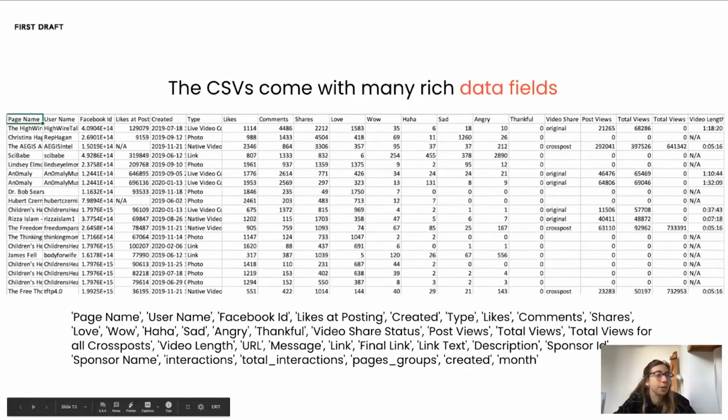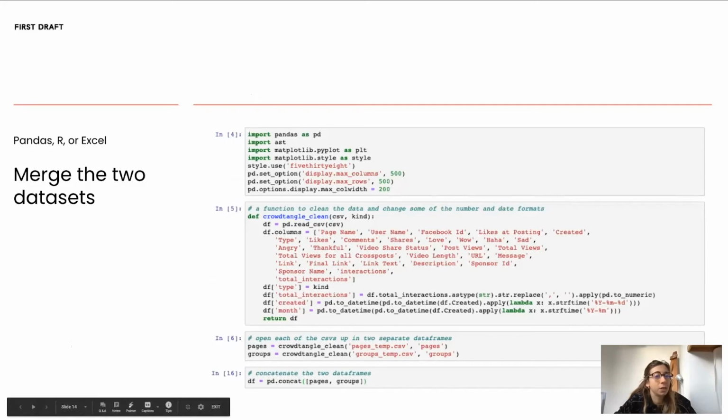And below you can see all the different fields that are available when downloading the data. All right, so once you have the two files, the next step is to merge them into one file.